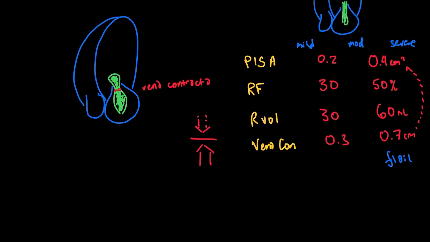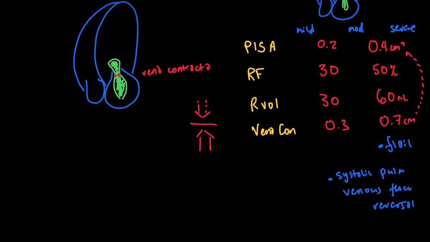If you see that there is systolic reversal of flow in the pulmonary veins, so systolic pulmonary venous flow reversal, that is also a sign that you have a severe leak. So flail would be one reason for severe. This would be another reason. And actually, let me just draw what that would look like.